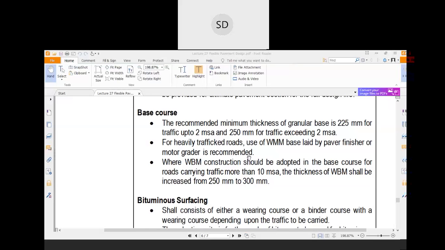So for heavily trafficked roads, use water bound macadam. It would be WBM, water bound macadam base laid by paver finishers or motor grader is recommended. So if heavy traffic is expected, in that case water bound macadam should be adopted, and over this some paver layer, some bituminous layer must be there. Where WBM construction is adopted in the base course for roads carrying traffic more than 10 MSA, the thickness of water-bound macadam shall be increased from 250 mm to 300 mm.